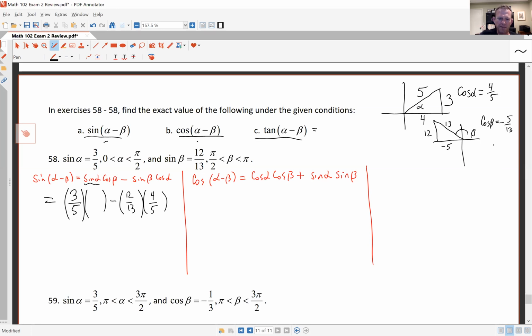And so we put negative 5 here. So that's negative 15 over 5 times 13, 65. This is minus 12 times 4 is 48 over 65. Negative 15 minus 48 is negative 63 over 65. This gives us negative 63 over 65.